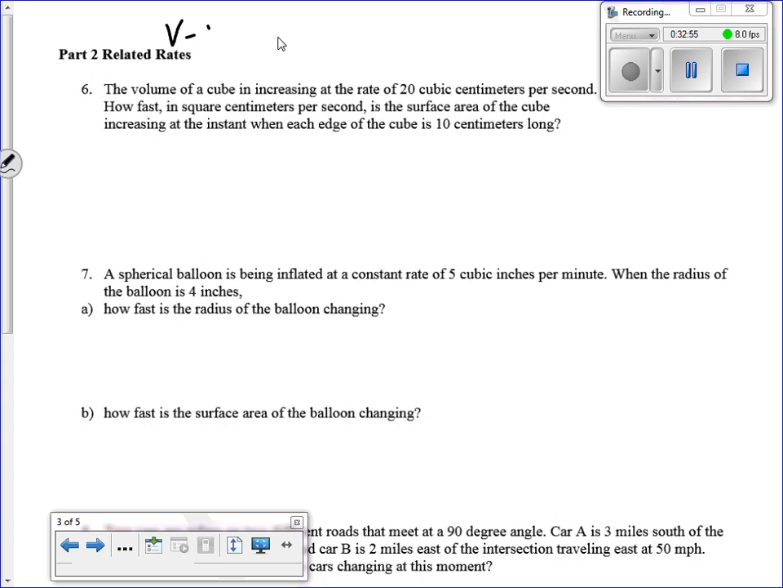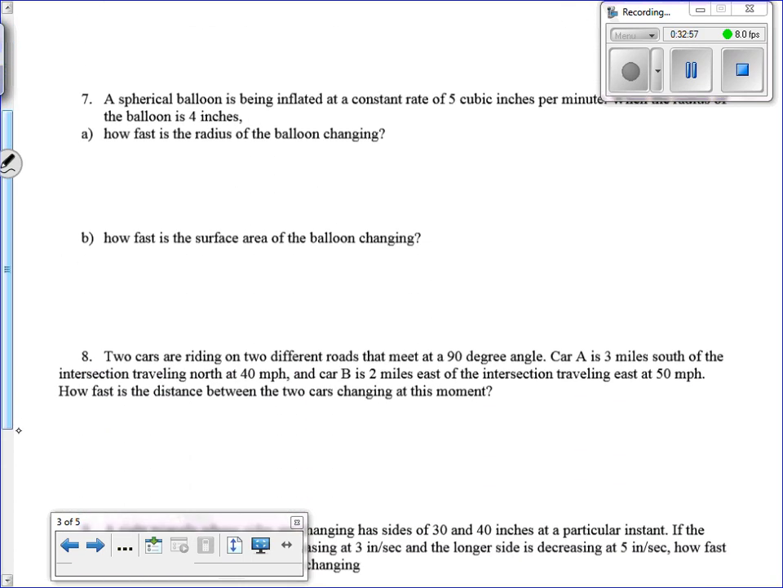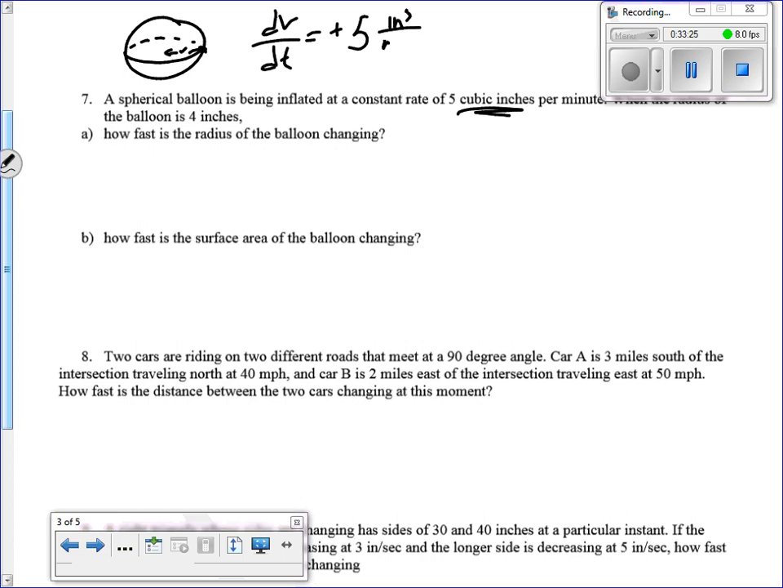So 7. A spherical balloon. Let's draw it up here. Is being inflated at the constant rate of 5 cubic inches per minute. So that's because of the units, I know that that's dV dt, because you measure volume in cubic units. And because it's being inflated, the volume's increasing, so I make it positive 5 cubic inches per minute.